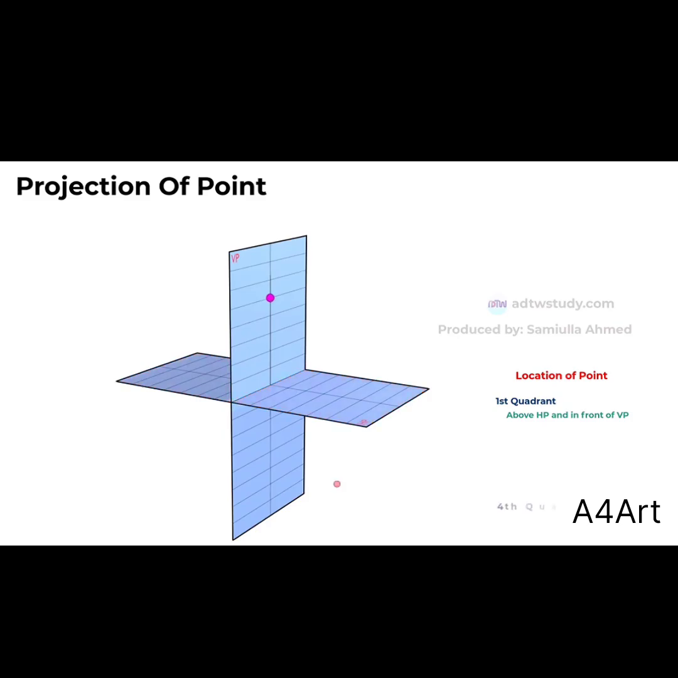For a point in the fourth quadrant, it is positioned in front of VP and below HP, given its location in front of the vertical plane and below the horizontal plane. In the second quadrant, a point is represented as being above HP and behind VP, as it is situated behind the vertical plane. In the third quadrant, the point is described as behind VP and below HP, being positioned behind the vertical plane and below the horizontal plane.